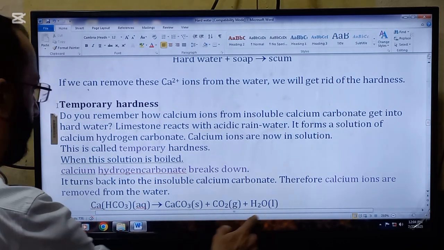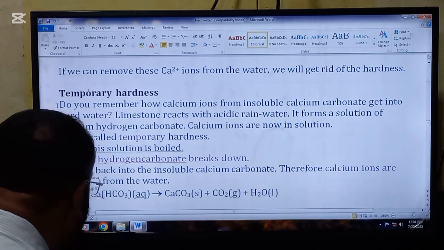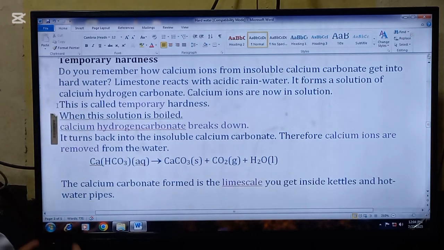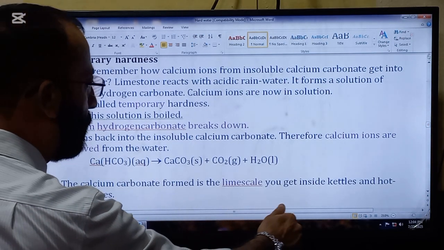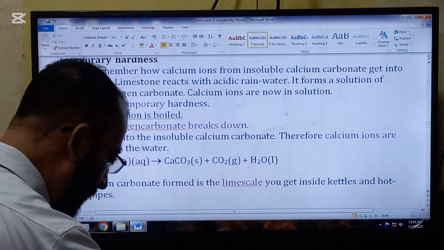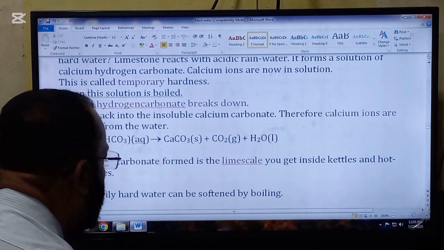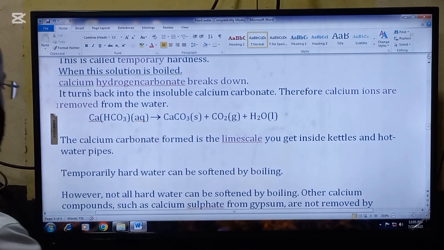And here is the equation. So the temporary hardness can be removed just by boiling the water. The calcium carbonate formed is the lime scale you get inside kettles and hot water pipes. These are dangerous because they block the passages.